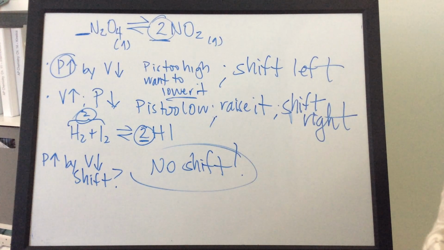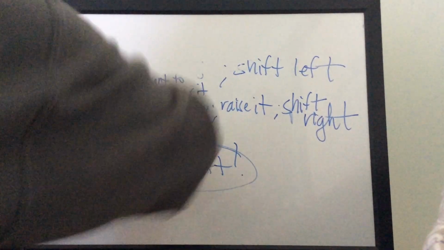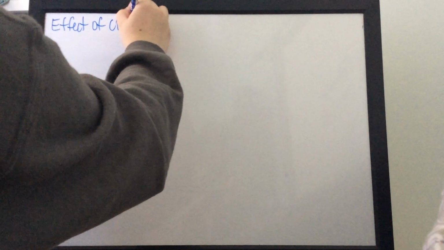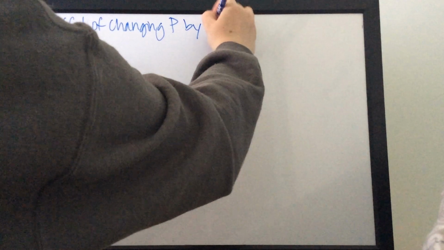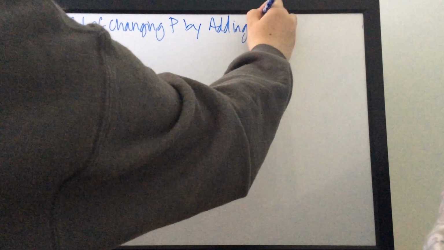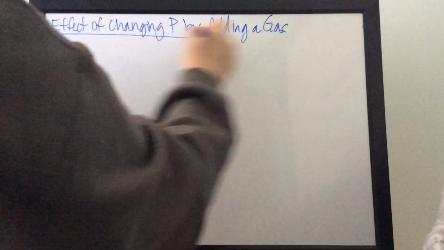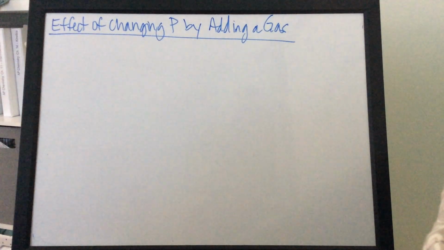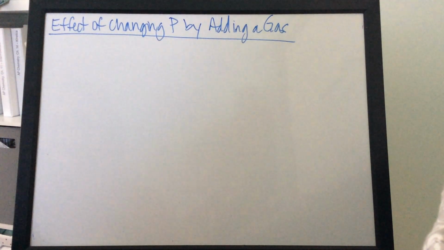All right. Let's do this last heading, and then that'll be the end of this video. This is kind of an involved section. All right, so the next one says effect of changing pressure by adding a gas that's not in the reaction. And this is the one that I said is kind of less common than the one we just talked about, but it has been on the test before, and we want to talk about it.